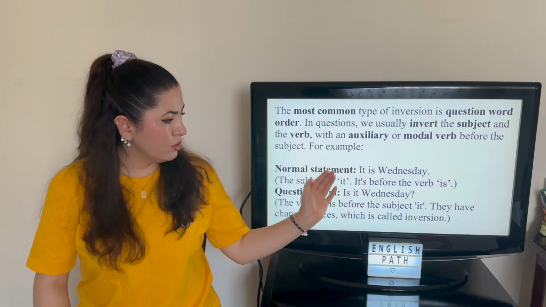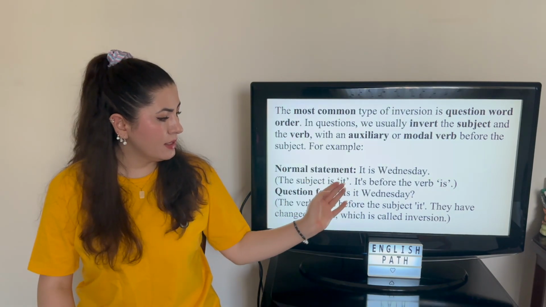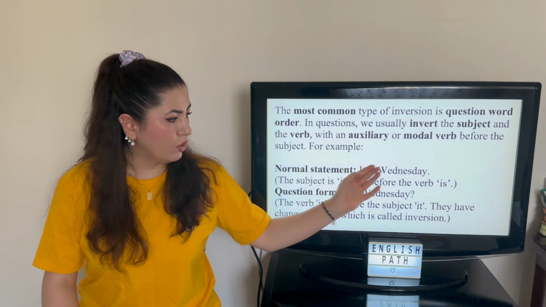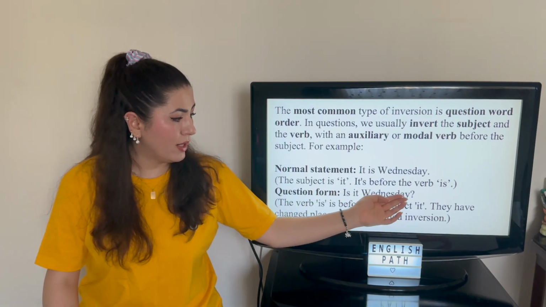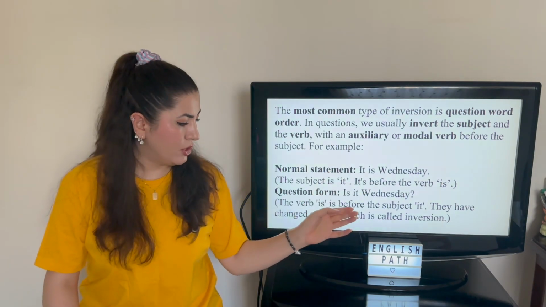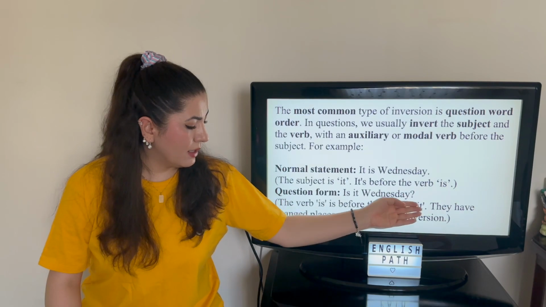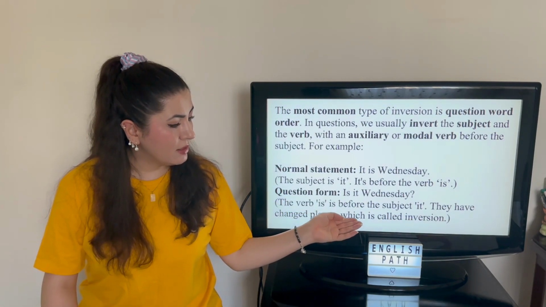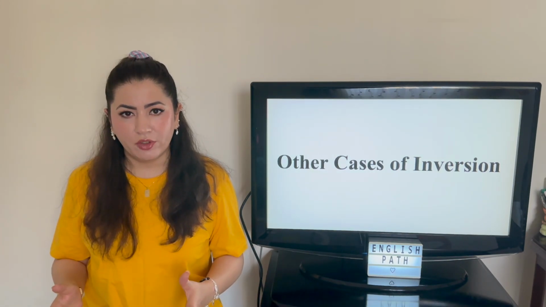For example, here's a normal statement. It's Wednesday today. It is the subject and it is used before the verb is. But when I want to ask a question, I say, is it Wednesday? So I inverted the verb and the subject. The verb is used before the subject it. They have changed places, which is called inversion. Now let's see what other cases of inversion are.